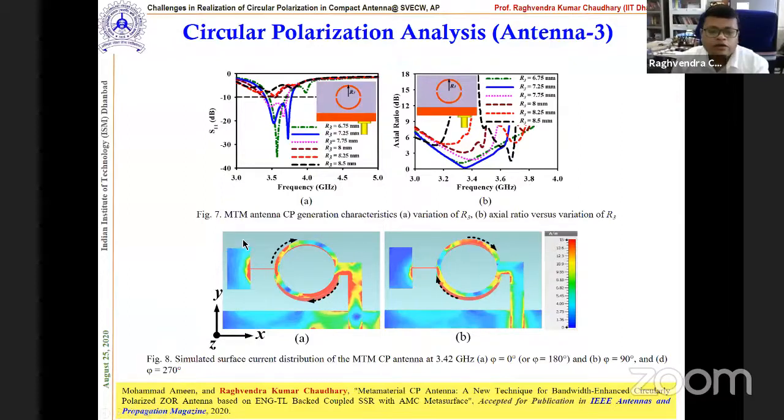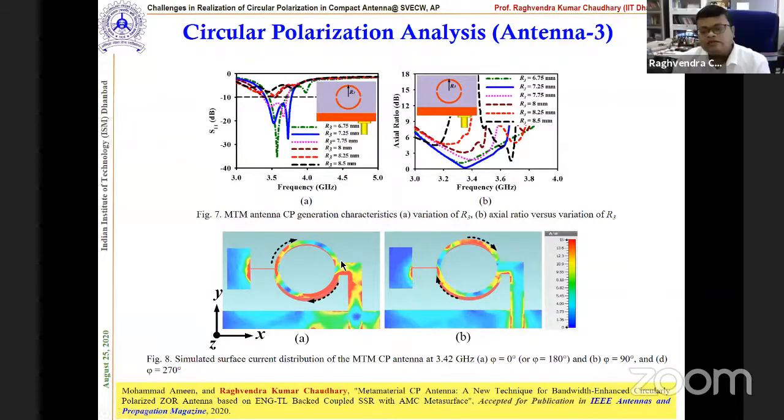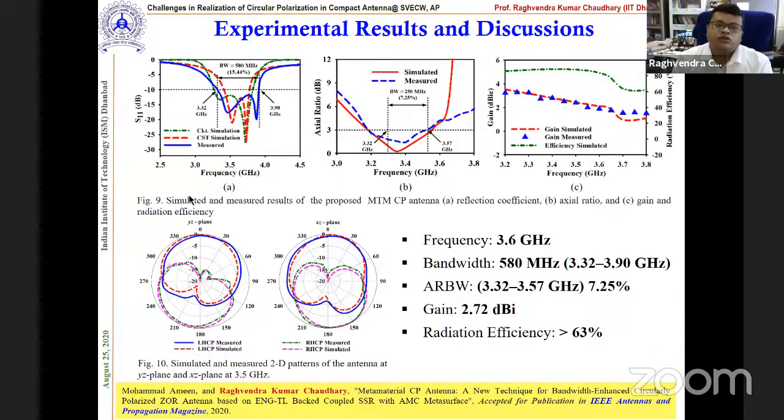Later on we plotted the surface current and saw its animated view, and we found that the currents are still rotating, correct? Like this at 3.42, and it confirms that a perfect circularly polarized wave now exists with the structure.